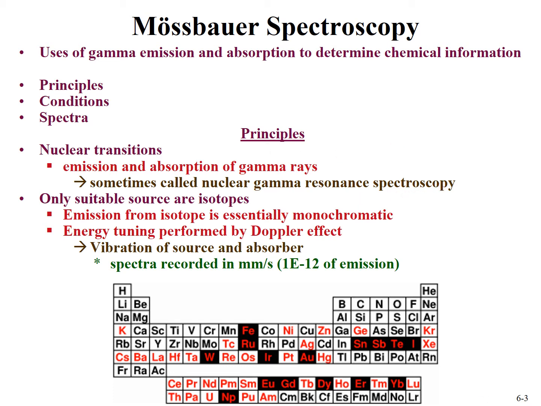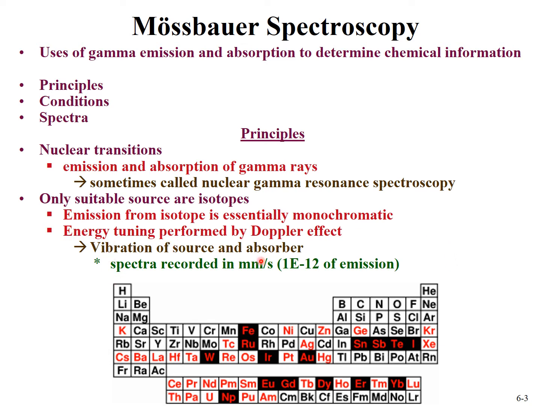The only suitable sources for Moessbauer spectroscopy for the photon emissions are isotopes. The emission from an isotope is essentially monochromatic. Wavelengths are defined by the excited nuclear states. However, they can be tuned to a small degree by the Doppler effect. So if I have a source and a sample, and the source and sample are moving towards each other or away from each other, that Doppler effect can slightly shift the energy. And fundamentally, that's what we're going to exploit in Moessbauer spectroscopy.